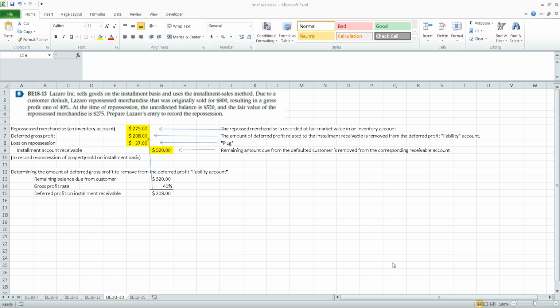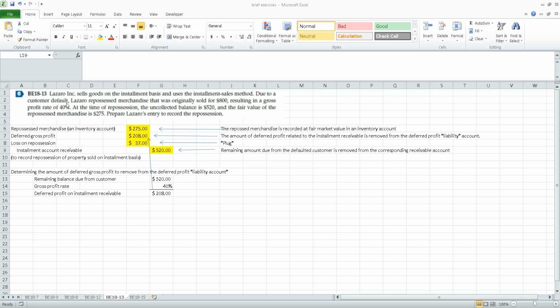In brief exercise 18-13, we have a repossession of an item that was previously sold on the installment basis, and we used installment sales accounting. The vendor's name is Lazaro, and Lazaro sells goods on the installment basis and uses the installment sales method. To reiterate, just because you have a sale that's on an installment basis does not mean that you use the installment sales method of accounting. That is appropriate only when there is significant uncertainty concerning the likelihood of collectability.